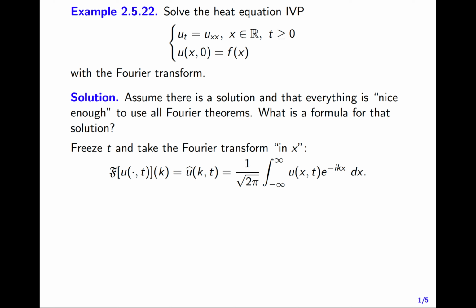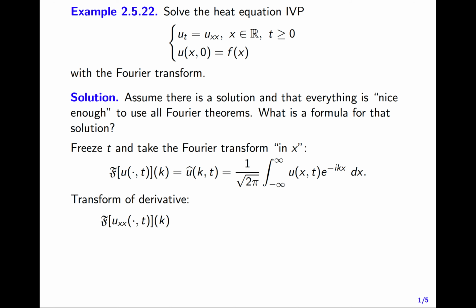So u hat of k,t, the only things in this integral that can move are the k parameter, the Fourier parameter, and the t parameter, the time parameter. x is now completely gone. I could write w, I could write theta instead of x. Inside this integral, it doesn't matter.